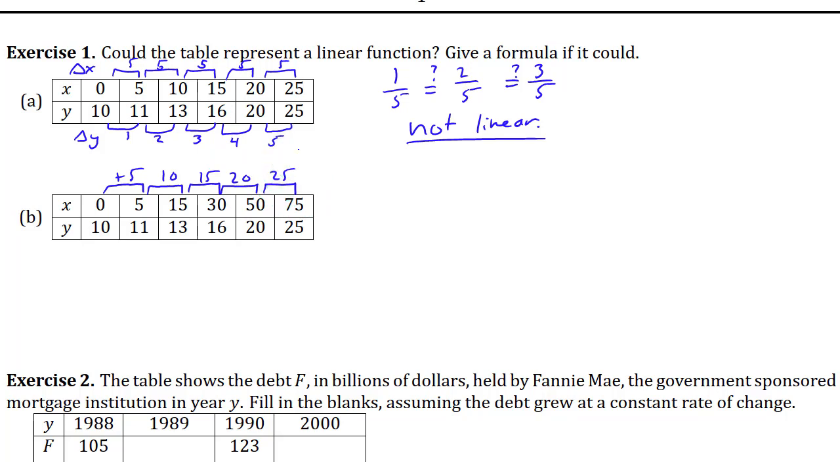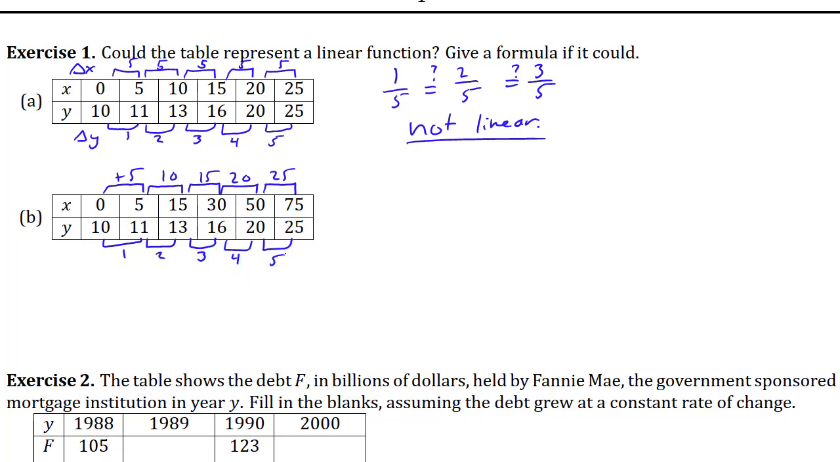Well, not necessarily, because what it means to be linear is that the slope itself, the fraction, the change in y over the change in x, needs to be the same. So maybe that's the same. The change in y here is 1. Here the change in y is 2. Here the change in y is 3. Here the change in y is 4. And here the change in y is 5.